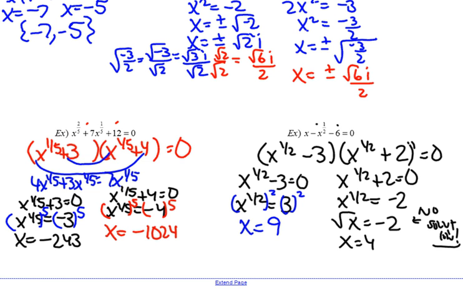x equal to 4, and when you go back and plug in 4, that's 4 minus 4 to the 1/2 is 2. 4 minus 2 is 2. 2 minus 6 does not equal 0. That is not going to be a solution. So here my only solution is x equal to 9. So again, it is very important to check all of your answers to make sure that they work with these problems.